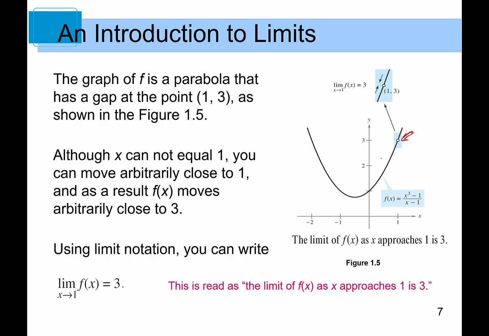Although x cannot equal 1, you can move arbitrarily close to 1. As a result, f of x moves arbitrarily close to 3. So using limit notation, you can write the limit as x approaches 1 of f of x equals 3. This reads as the limit of f of x as x approaches 1 is 3. So this is an interpretation of limit.